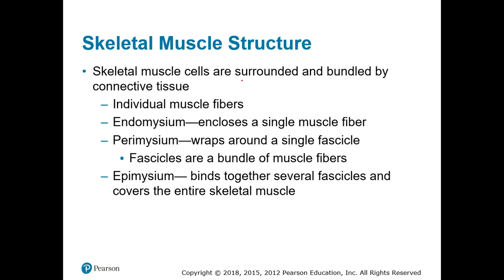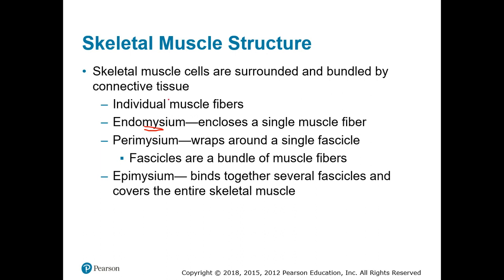Well, skeletal muscle cells are surrounded by connective tissue. And we are going to start very, very small all the way out to superficial. So we're going to start at the very smallest we can and talk about an individual muscle fiber. Each of these fibers are enclosed by a type of tissue called endomysium. Remember, mys means muscle. Endo just means inside. I always think of en as an enter.